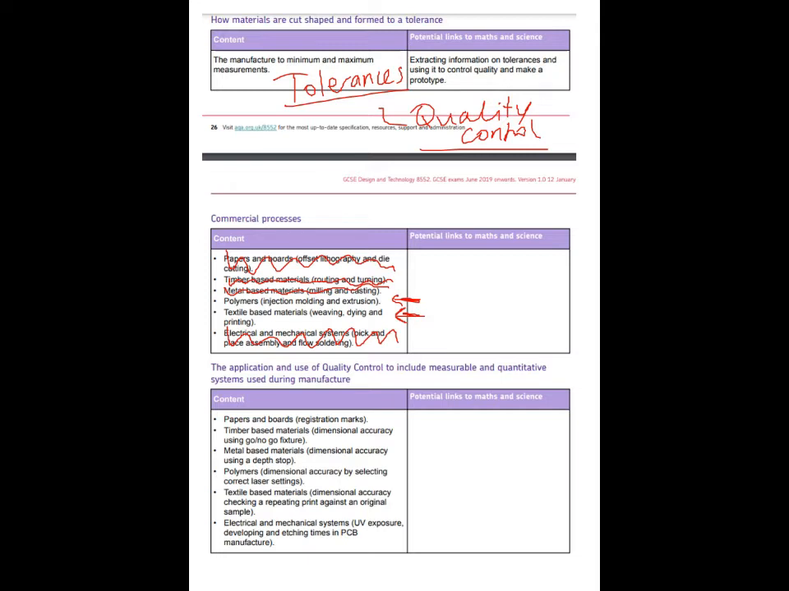Quality control. I've done a video about quality control, so have a look at that on the VLE or on the YouTube. I covered a depth stop, which is a good example to talk about. I also talked about a no-go fixture. Textile-based materials, you may check against an original sample, or you can use patterns as well to ensure quality. You do not need to know that one there. So we've done quality control. It's on the VLE. Have a look at that if you're not sure about that.